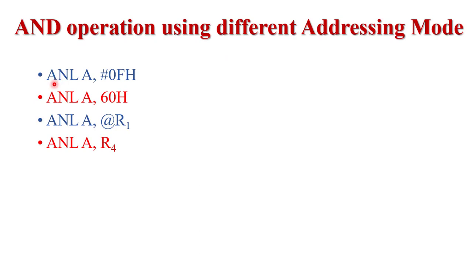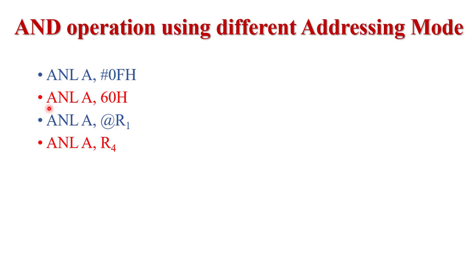So first instruction is ANL. This is the opcode of AND instruction. ANL A, #0FH. This instruction is the example of immediate addressing mode because #0FH represents immediate data and immediate data is mentioned in the instruction itself.